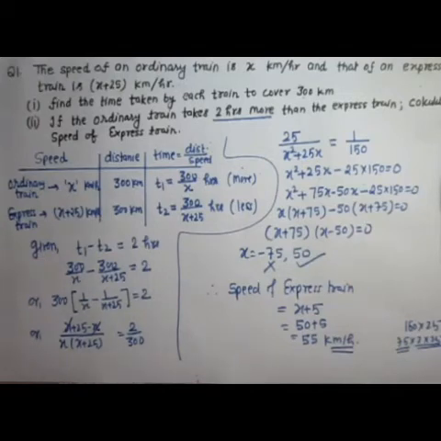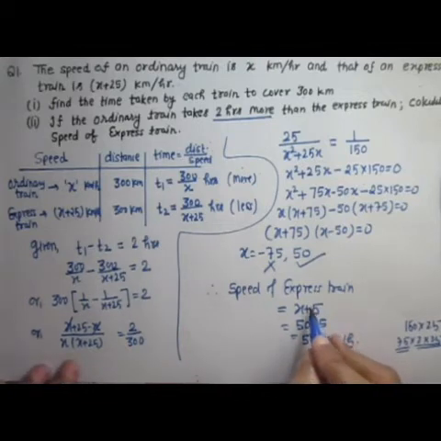Now it is 6C. Not 5, it is 25. So 75 kilometer per hour.